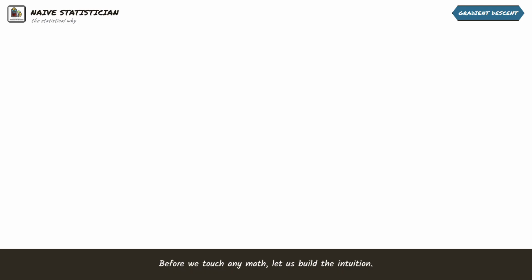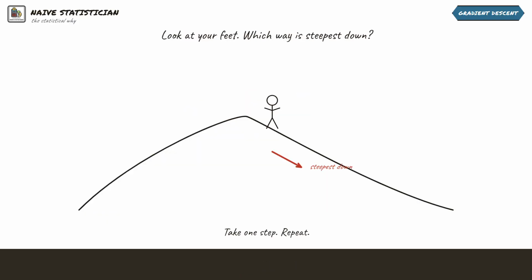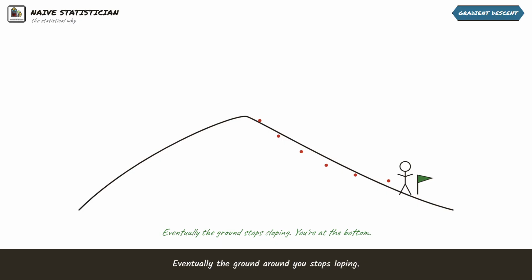Before we touch any math, let us build the intuition. Imagine you are standing on a hillside. It is foggy, and you can see only the patch of ground directly around your feet. Your goal is to reach the bottom of the valley. How do you do it? Simple. You look around your feet and ask yourself, which direction is steepest downhill? You take a small step in that direction. Now you are at a new position. You look around your feet again. Which way is steepest down? Step, repeat, repeat. Eventually, the ground around you stops sloping. You have arrived at the bottom.